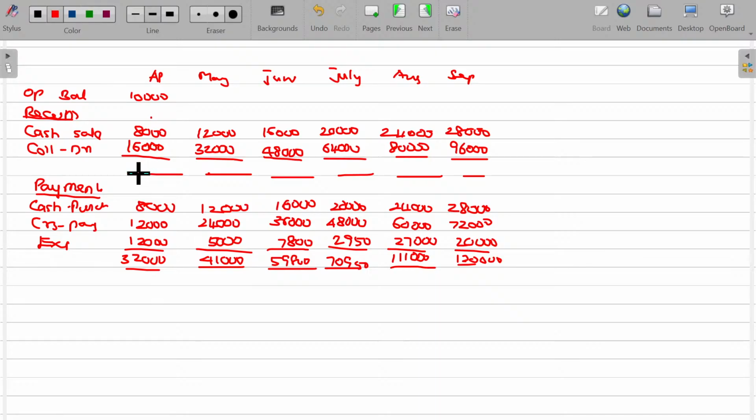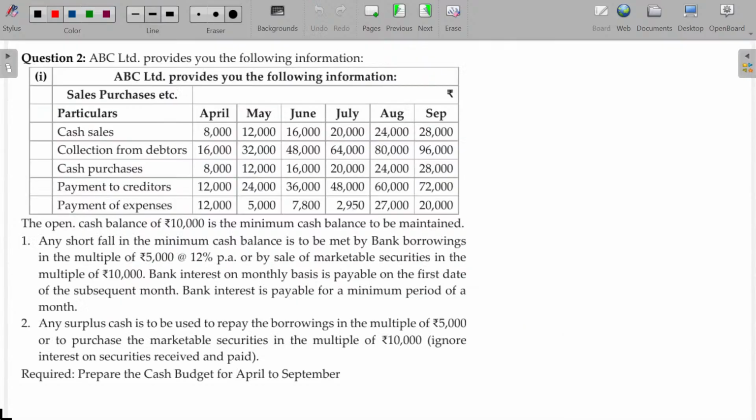Initially, how much we have? 34,000 along with the opening cash balance. The final balance is receipts minus payment, 2,000. What is the minimum balance they need to have? 10,000. There's a shortage. In case of shortage, what happens? Shortfall. First, they have to go for the options: sale of marketable securities or borrow.